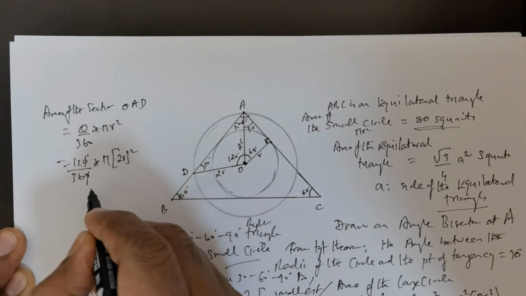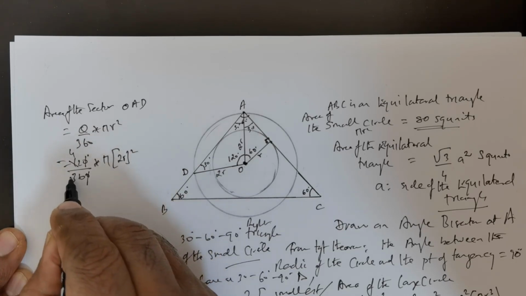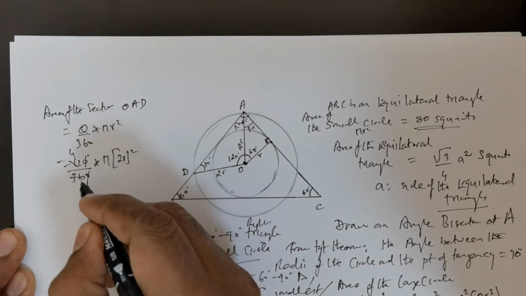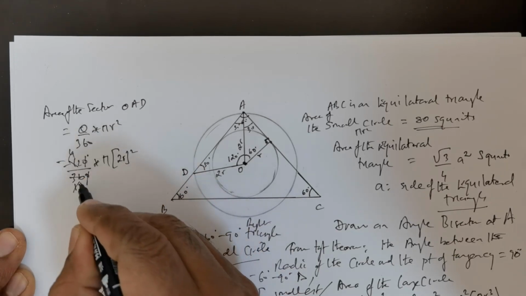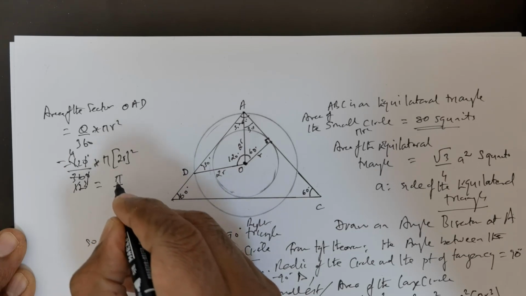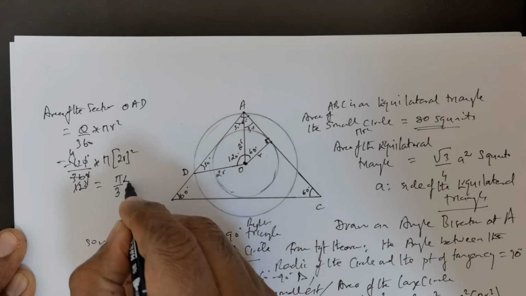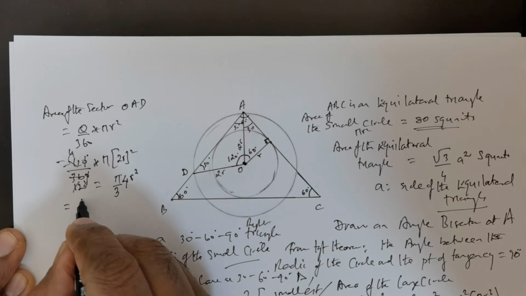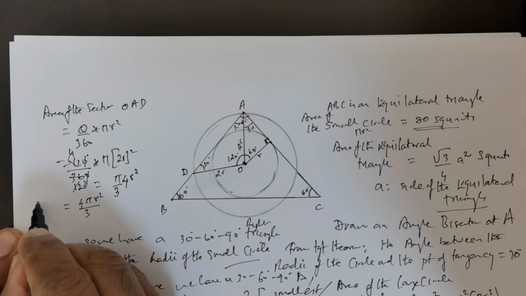So the zeros can be cancelled. 3 divides here 4 times. In fact, I can just reduce it with 12. It doesn't matter. So 3 divides here 12 times, and 4 divides here 3 times. So you have pi over 3 times 2 squared, that's 4, and you've got an r squared there, right? So this is going to be 4 pi r squared divided by 3. This is the sector area.